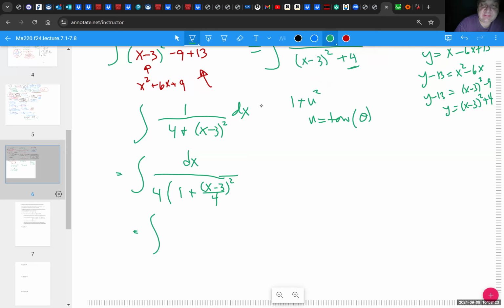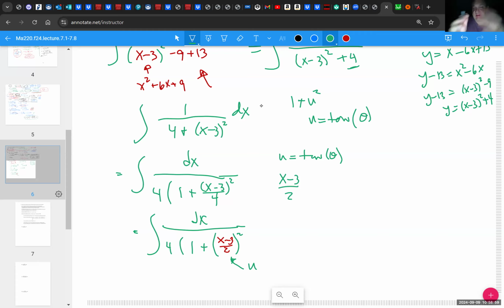So we get dx, we get 4, we get 1 plus, 4 is really 2 squared. So let me just write this as x minus 3 over 2. That's the thing that if I square it, I get x minus 3 squared over 4. So I have 1 plus u squared, where this creature right here is my u. So u is equal to tangent theta, where u is thing being squared. My thing being squared is x minus 3 over 2. That's my thing being squared. So that thing is equal to tangent.